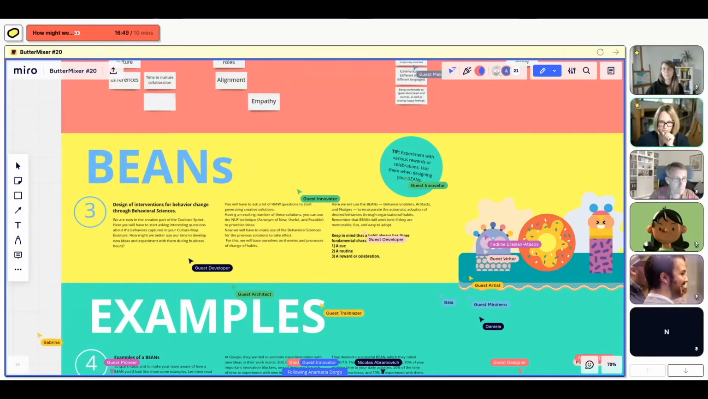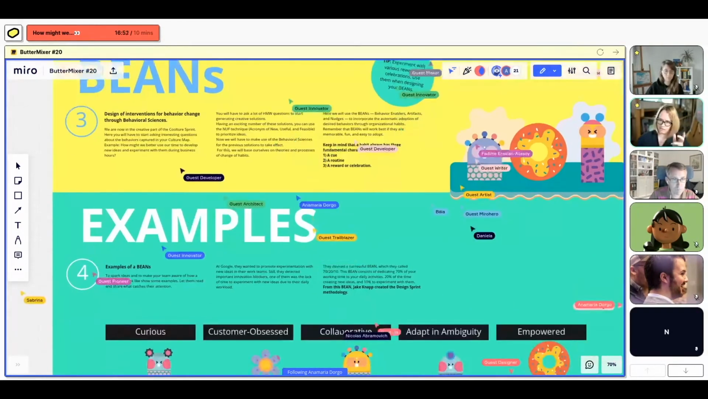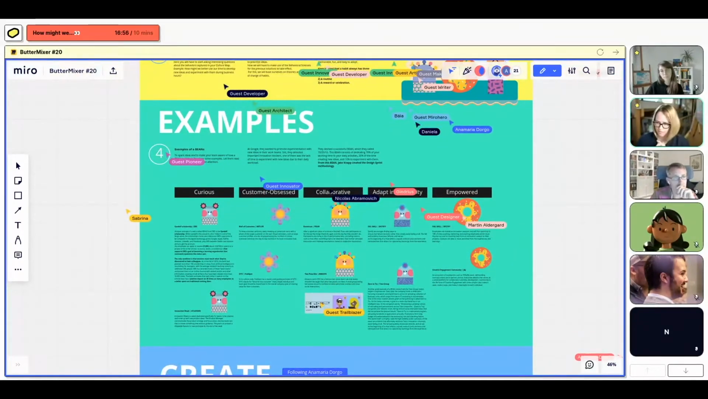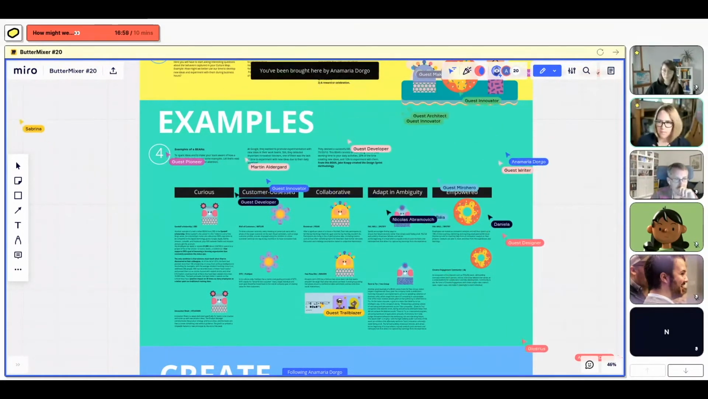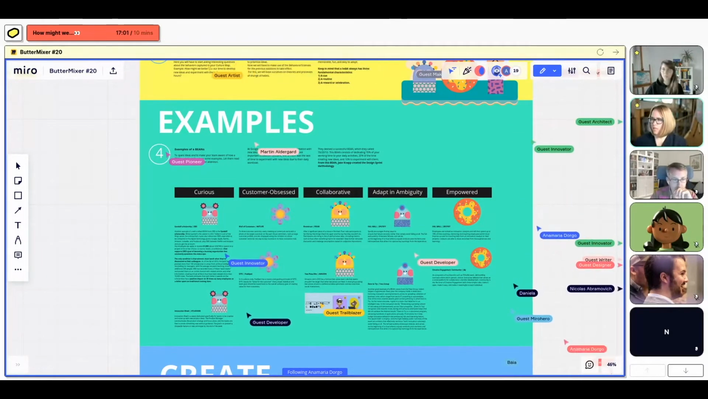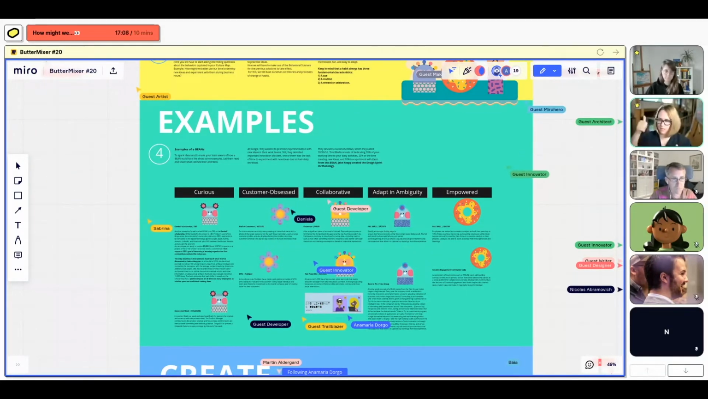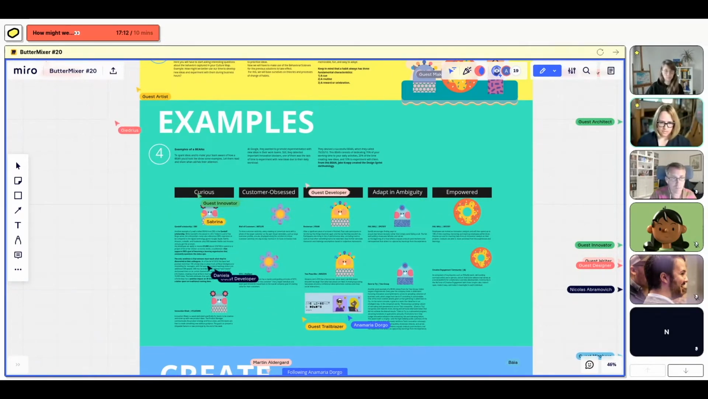So let's go to the examples. And now I would like to send you into breakouts. In 5 breakout groups, I don't know how many people we are, so if we make 5 breakout rooms, that will be perfect. Breakout room number 1 takes the left side. Sorry for that. The first breakout room is reading everything under the column curious.